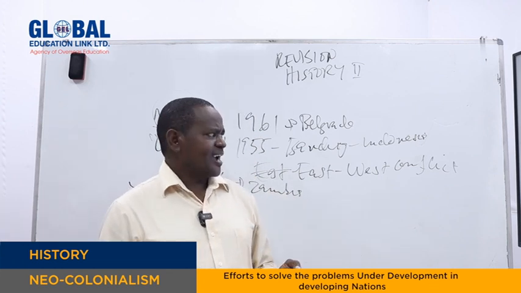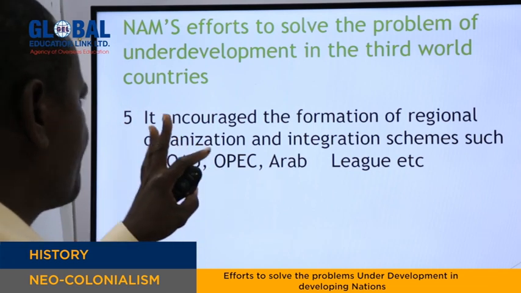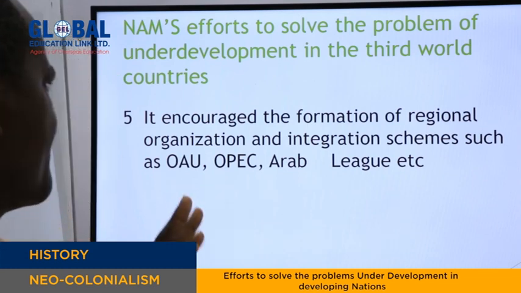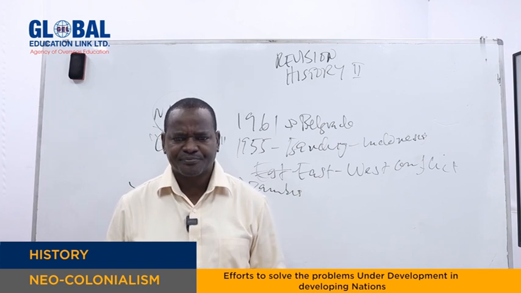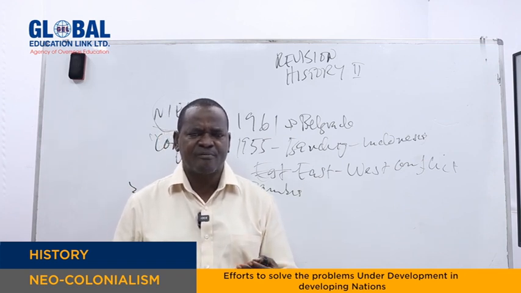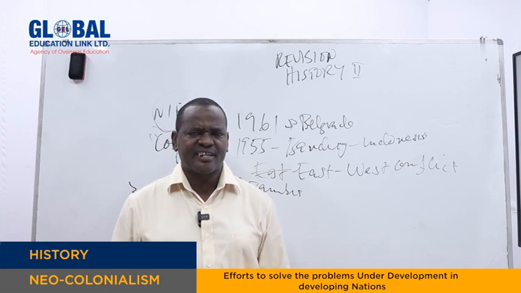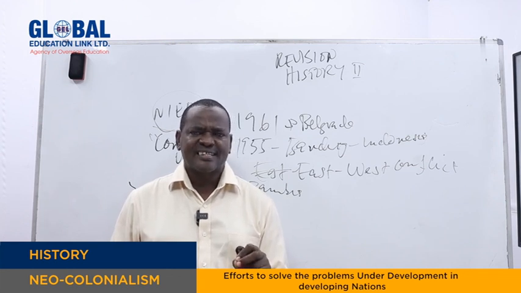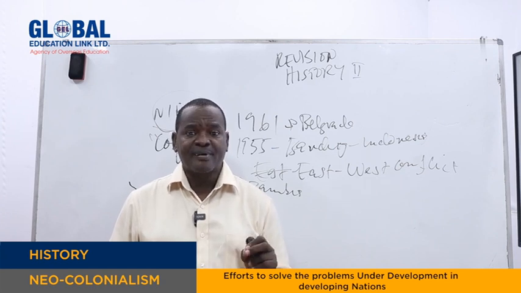My dear students, another contribution of NAM to solving the problem of underdevelopment of third world countries is that it encouraged the formation of regional organizations and integration schemes. It encouraged third world countries to form regional integration schemes as a way of trying to alleviate the problem of poverty. In fact, they believed that the formation of these regional organizations, like we have the OAU and the Arab League, and so on and so forth, would probably help.